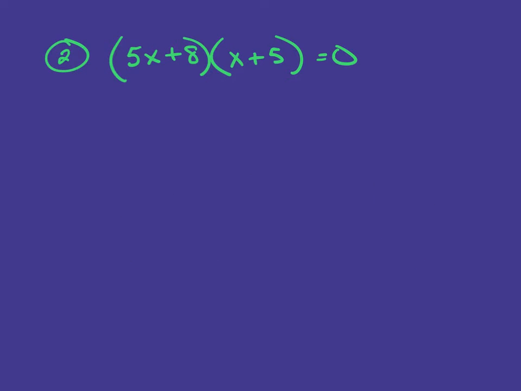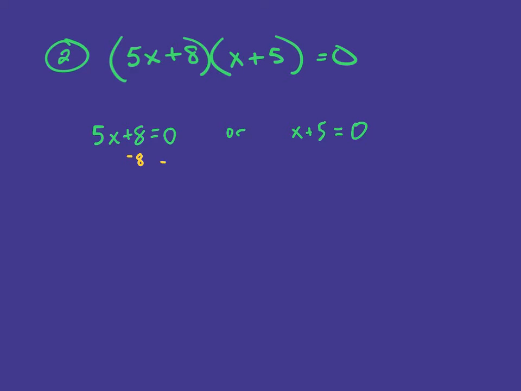Number 2, similar sort of thing. We've got one parentheses butted up against another parentheses, so we're multiplying the two parentheses, and they're equal to 0. So in this case, 5x plus 8 equals 0, or x plus 5 equals 0. Then just go through your steps.